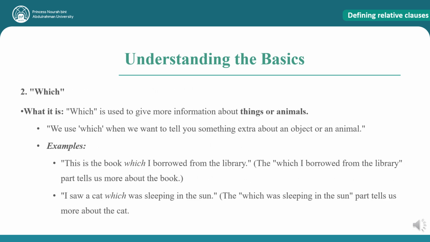Next is which. We use which for things or animals. We use which when we want to tell you something extra about an object or an animal. Examples: this is the book which I borrowed from the library. I saw a cat which was sleeping in the sun. The part after which tells us more about the thing or animal. Can you give me an example with which?